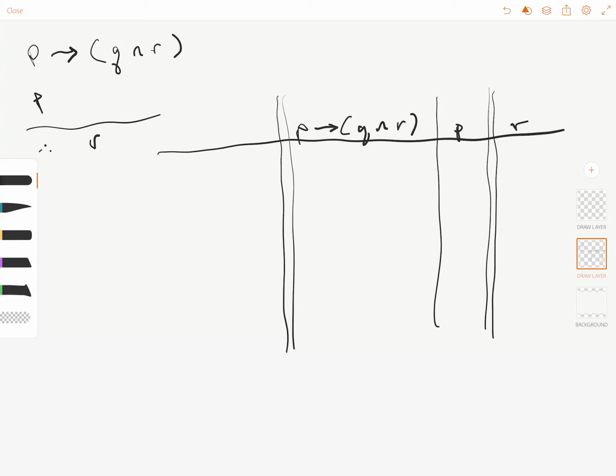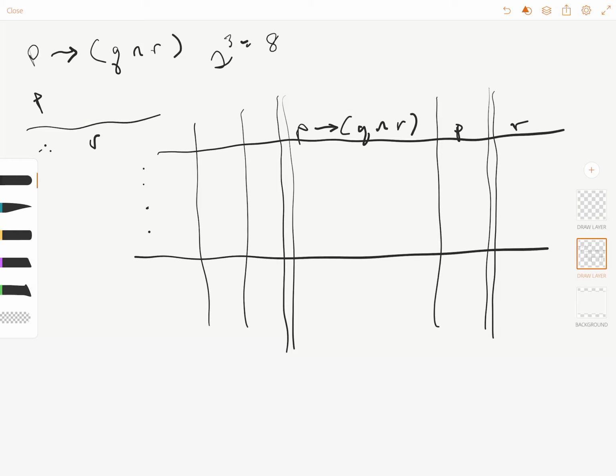Okay, so now I'll draw double lines here between the premises and the conclusion, and a double line between the first premise and the input values. So now you'll notice in this argument we have three variables. P is used twice, Q appears only once, and R appears twice, but there are three distinct variables. So since there are three, our number of rows is 2 to the third power, which is 2 times 2 times 2, which is 8. So we need 8 rows.